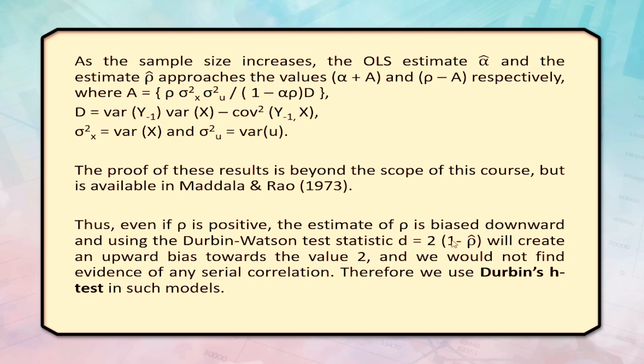So, rho hat becomes smaller and smaller, d will be closer to 2, and when d is closer to 2, we say that there is no serial correlation. So, we will not find any evidence of serial correlation, whereas actually there may be evidence of serial correlation. The reason is that here the estimate of rho is not a consistent estimate. So, what do we do?